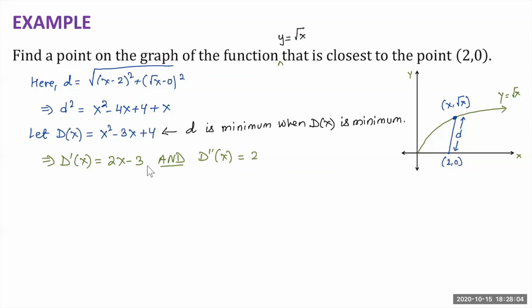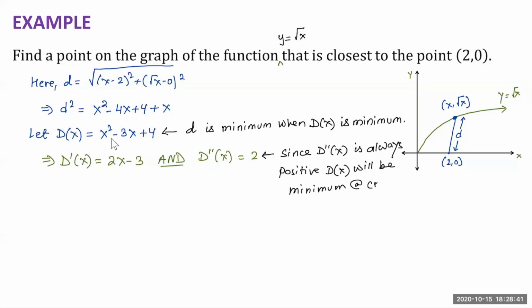Now in this case, the second derivative is positive. So whatever we get from the critical point, the second derivative is positive. Meaning of that is this function is always minimum. So we can write here, since the second derivative is always positive, d of x will be minimum at critical points.